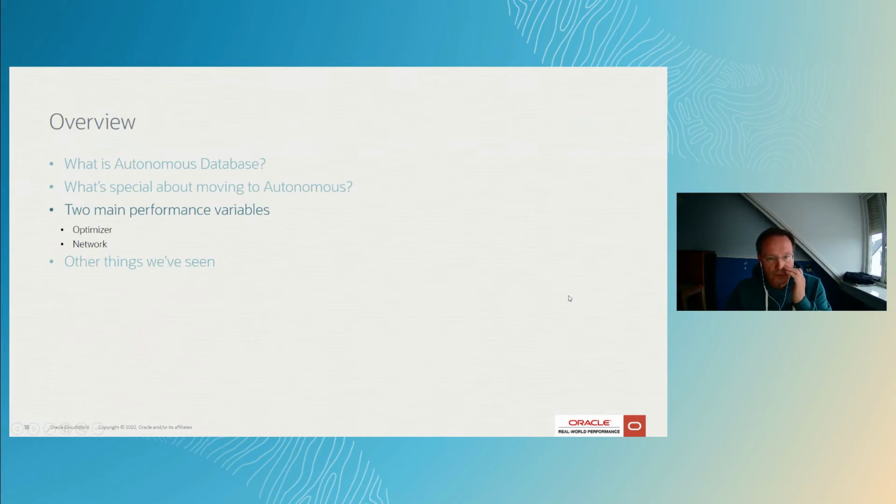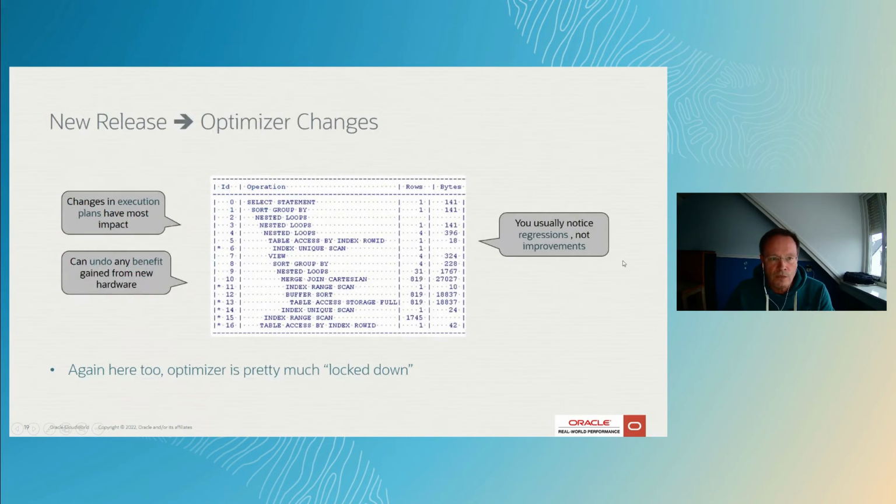So what are the two main performance variables that we see we need to fix with customers who run into regressions? They're either optimizer related or network related. Let me start with the first one. Of course, you go to a new release, so there are optimizer changes, and changes in execution plans have the most impact. They will immediately kill any uplift that you may have experienced as well. And of course you feel the regressions. Very likely there will be changes in optimizer plans where things have improved, but you don't notice those.